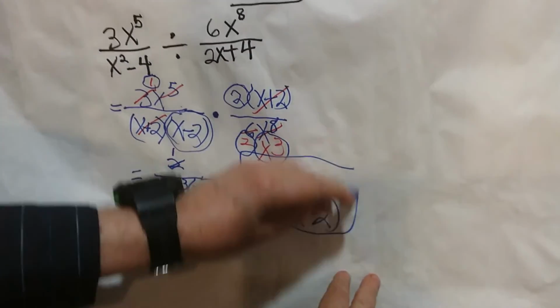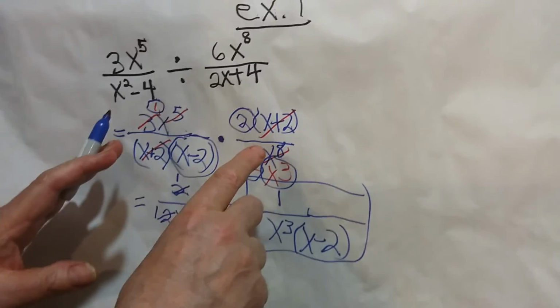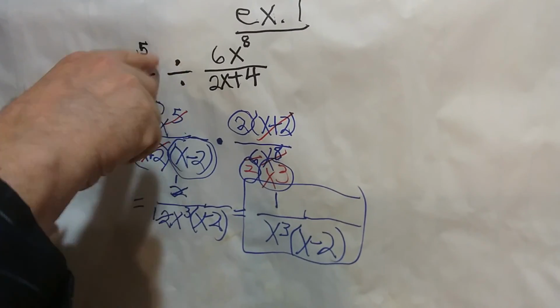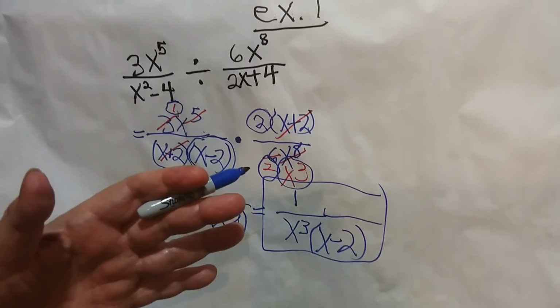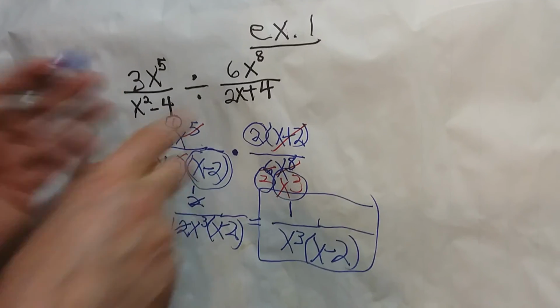That's your answer. Same as multiplication, except for the first part where you're doing the division process where you switch it. Stay tuned for video number 2, which will give you another example.